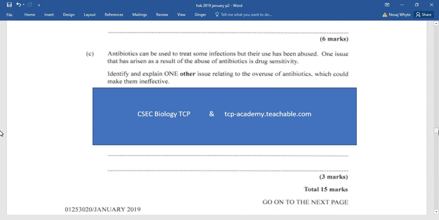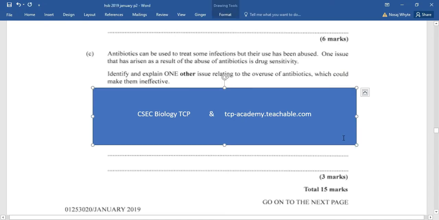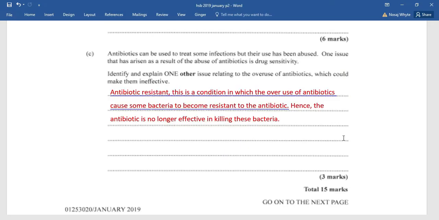Now we're supposed to identify and explain one other issue relating to the overuse of antibiotics, which could make them ineffective. Now I have covered this, I think, on the 2021 paper, where we looked at antibiotics for influenza and COVID. So you are seeing that this is a popular question.